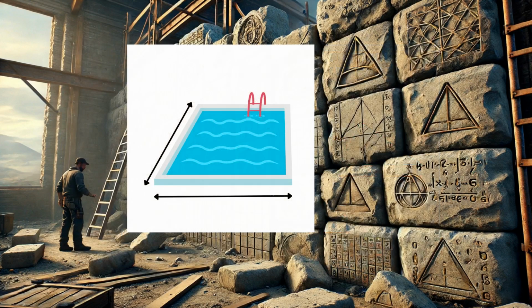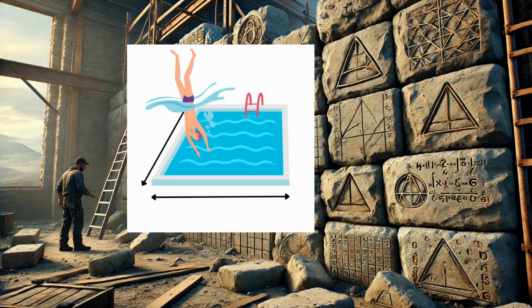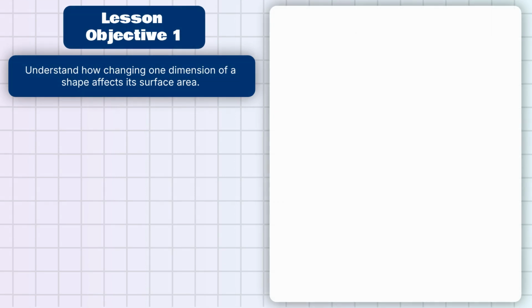For instance, if we need to enlarge a swimming pool's dimensions while keeping the proportions similar, knowing how the volume changes will help us calculate the new water capacity efficiently. So if you'll excuse the pun, let's dive in. Let's begin by refreshing our understanding of scaling up one dimension.